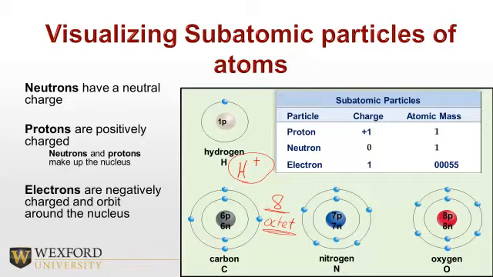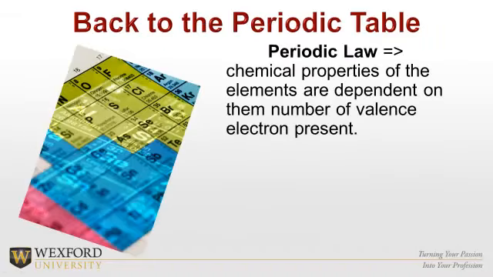So let's move on a bit and go back to the periodic table and periodic law. And when I say periodic law, the chemical properties of an element are dependent on the number of valence electrons present.